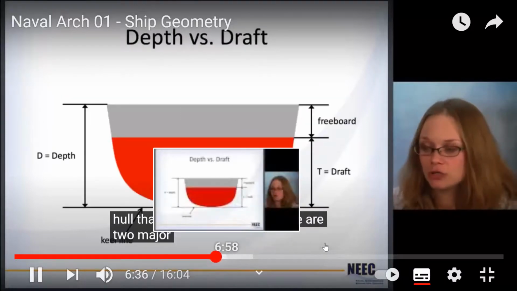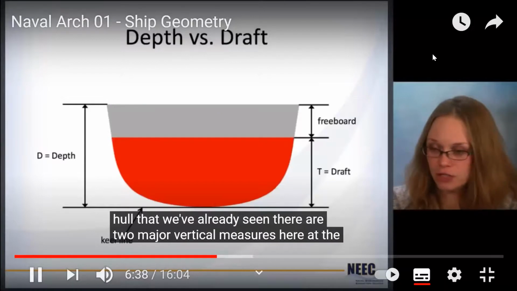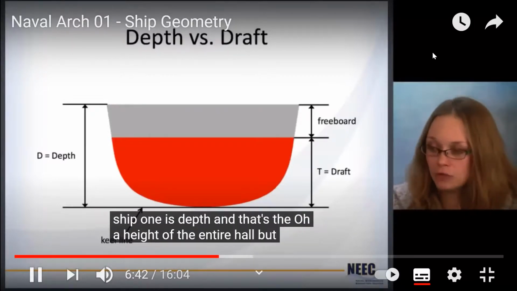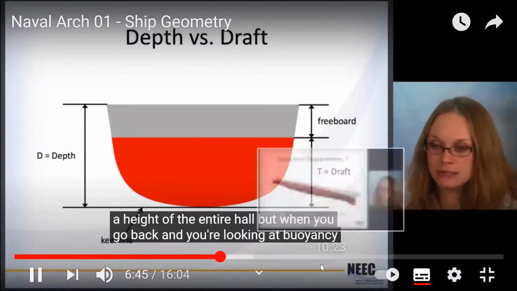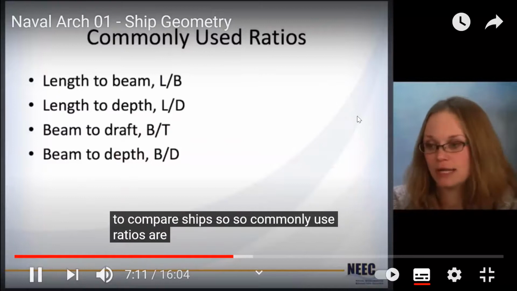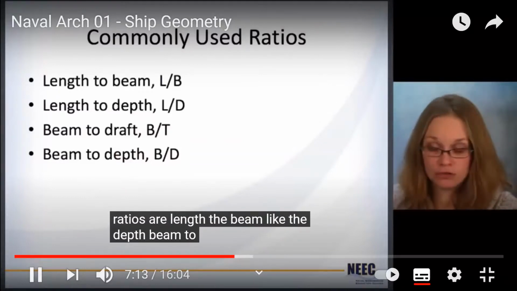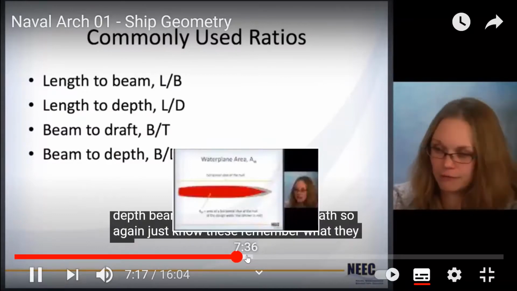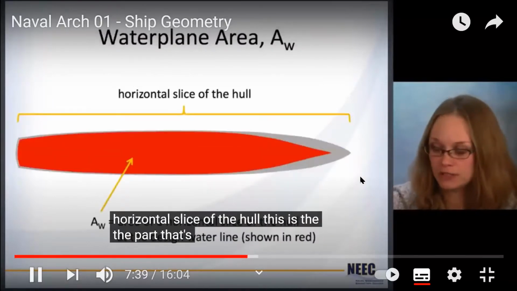There are two major vertical measures here of the ship. One is depth, and that's the overall height of the entire hull. But when you go back and you're looking at buoyancy, stability, seakeeping, your commonly used ratios are length to beam, length to depth, beam to draft, and beam to depth. So again, just know these, remember what they are. They're the hull. This is the part that's in gray.